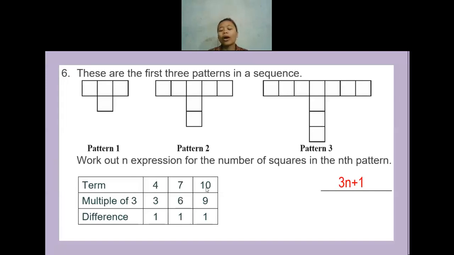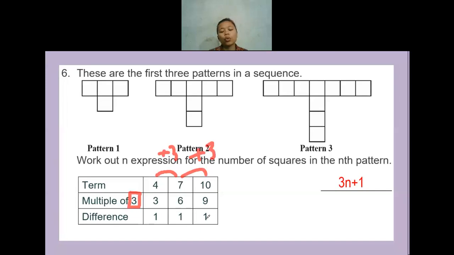After that, you have to check the difference from 4 to 7, or you find the term to term rule. From 4 to 7, we have to plus 3. From 7 to 10, we have to plus 3. Because the term to term rule is plus 3, it means later we will have to find the multiples of 3. Multiples of 3 are 3, 6, 9. And then after that, we need to find the difference. 4 minus 3 equals 1. 7 minus 6 equals 1. 10 minus 9 equals 1.